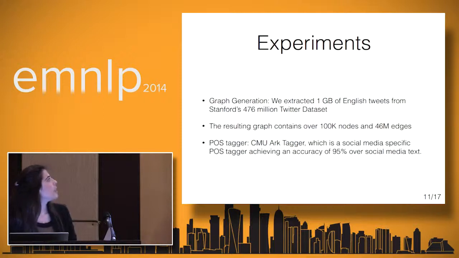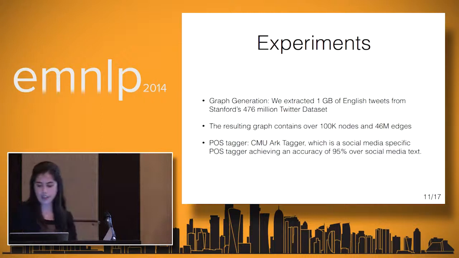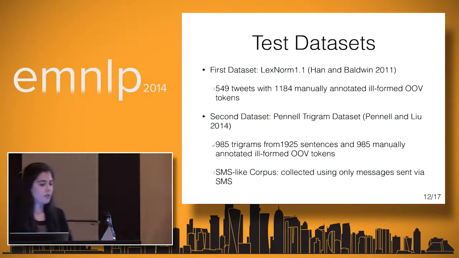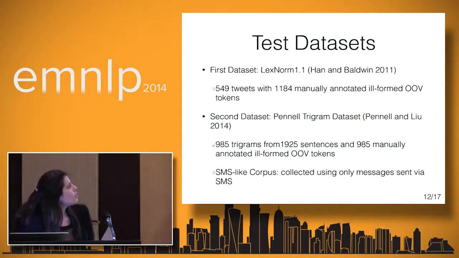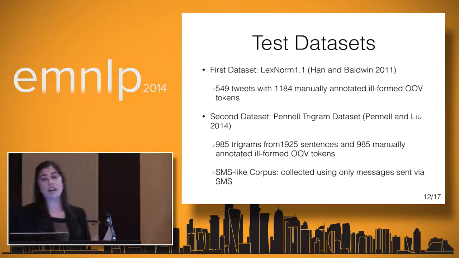In our experimental setup, we generated our graph using Stanford's Twitter dataset. And for part of speech tagging, we used the CMU ARK tagger, which is a social media specific part of speech tagger. We used two datasets to evaluate our approach. The first dataset is LexNorm, collected by Han and Baldwin. It's collected from Twitter, and it has been used by most of the previous studies, so we can use it as a benchmark. The second dataset is the Pennell and Liu dataset. It's also from Twitter, but it's collected using only messages that are sent via SMSs. So it's an SMS-like corpus.